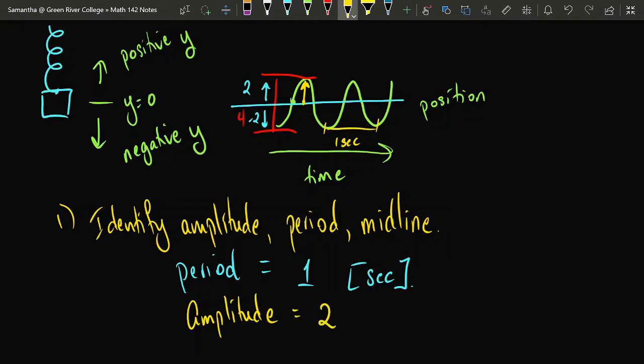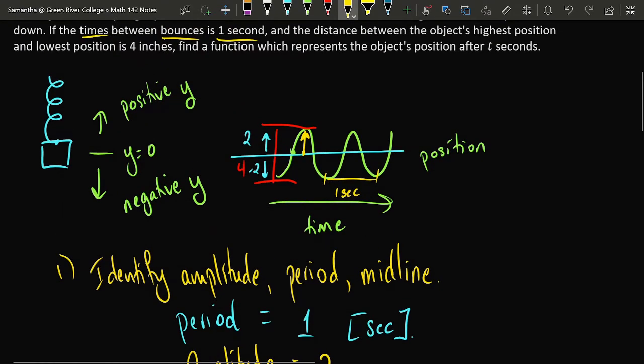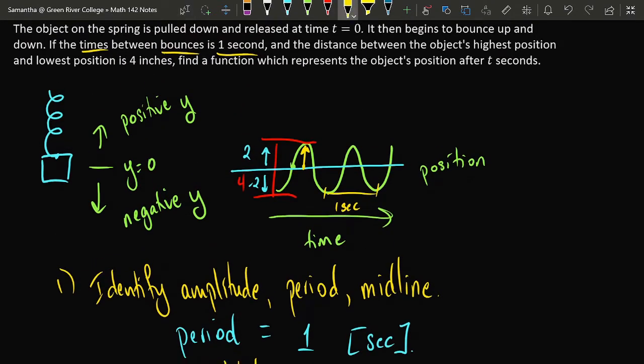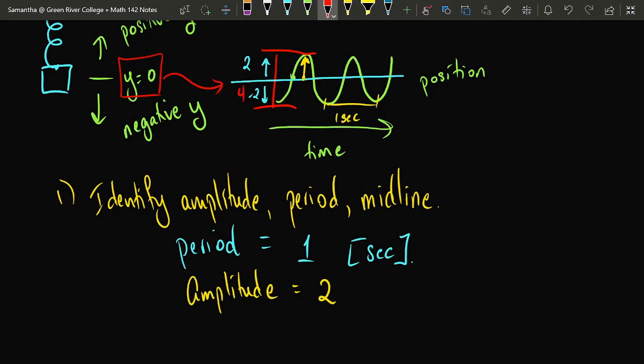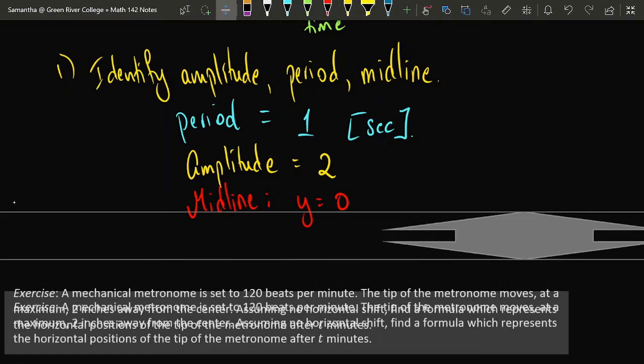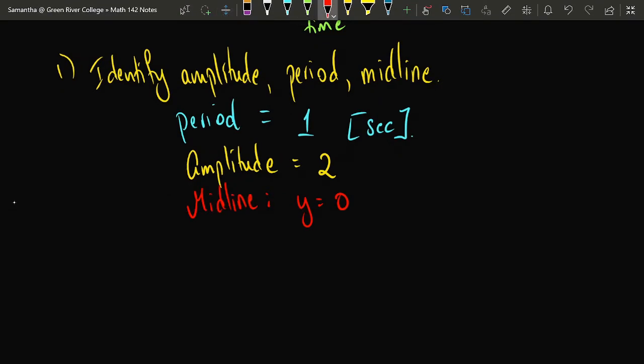Now, what would be the midline for this movement? Well, the object is bouncing down and up around its equilibrium position, which we were told is being represented by a height of 0. So the midline, based on that data, would be at the equilibrium position. The midline is y equals 0. Now, step number 2 is to use this period, amplitude, and midline to write down a formula for the sinusoidal function that also has these features.